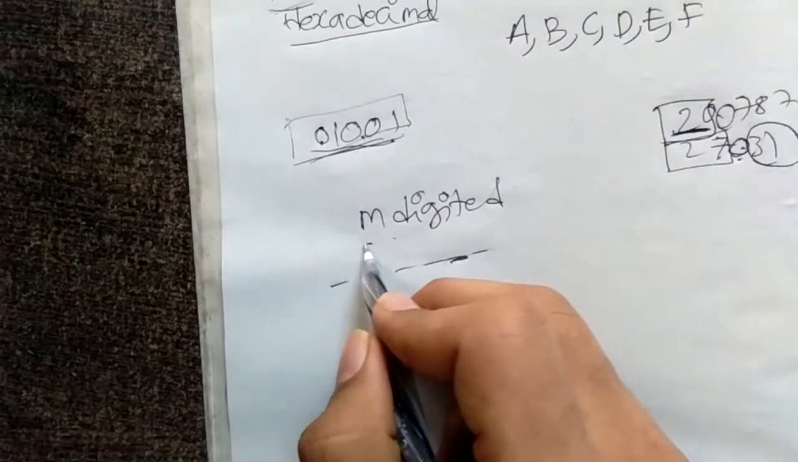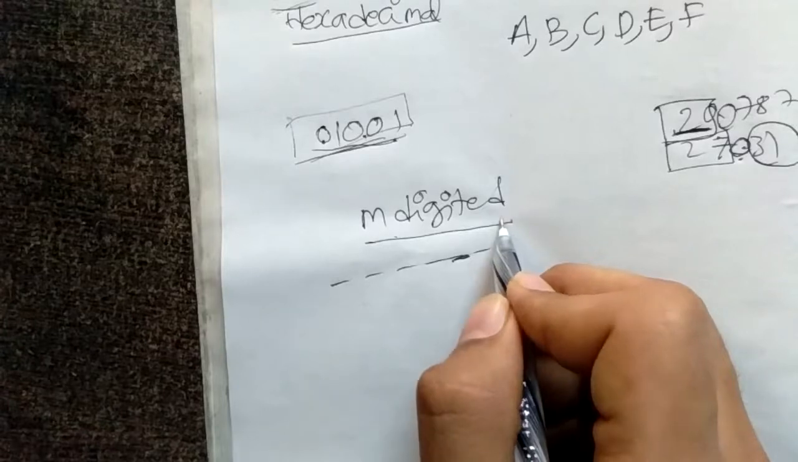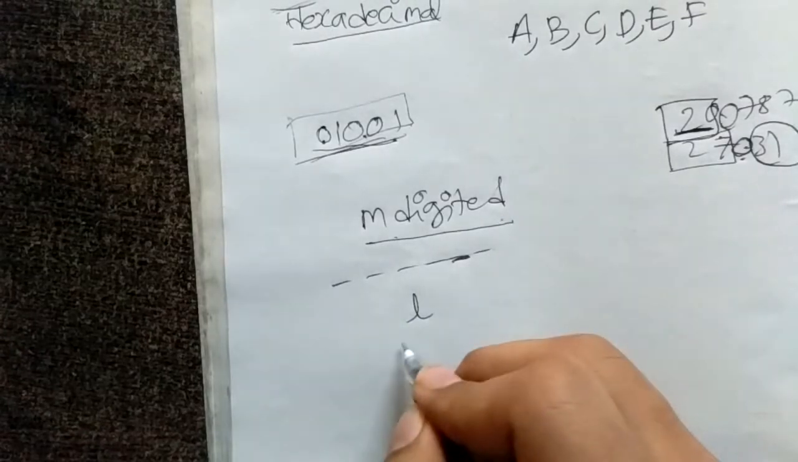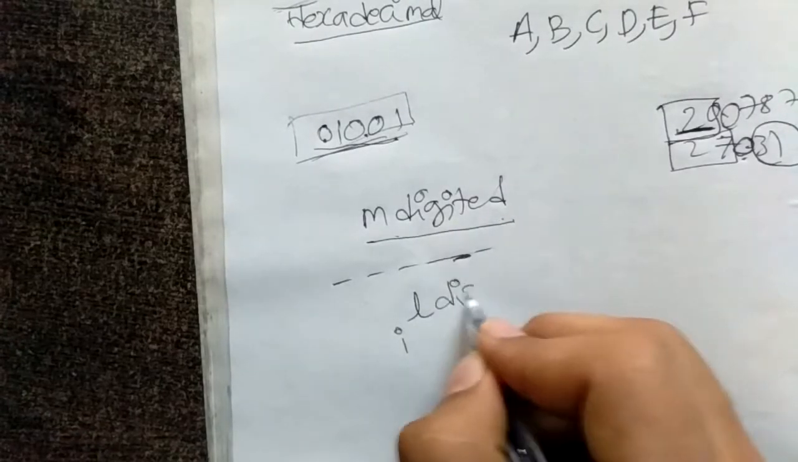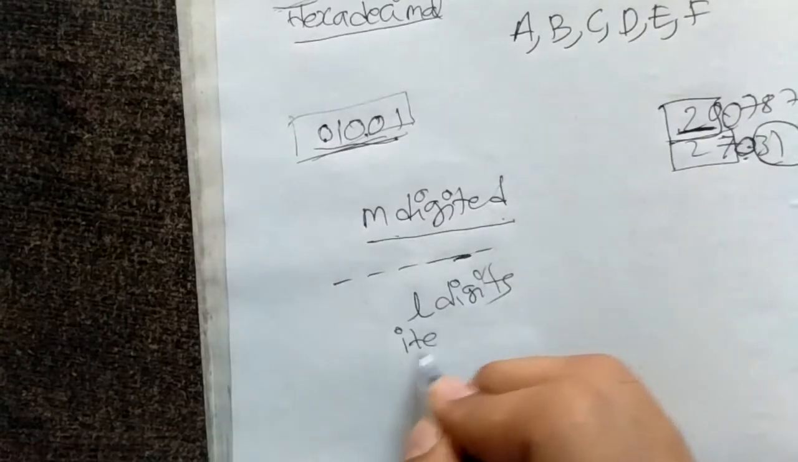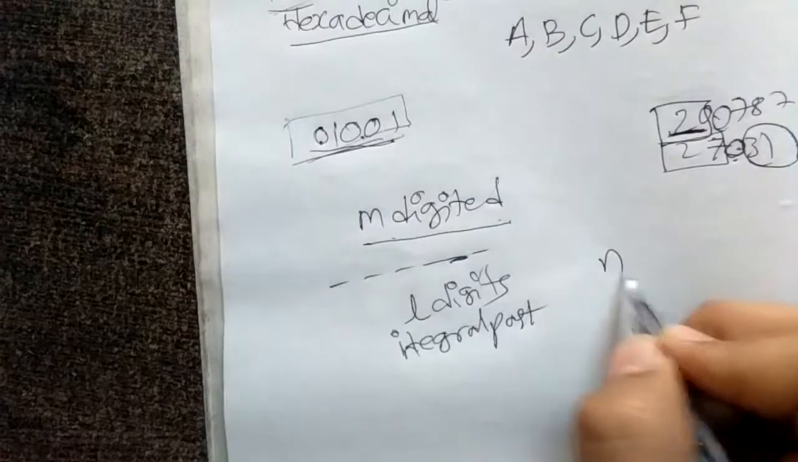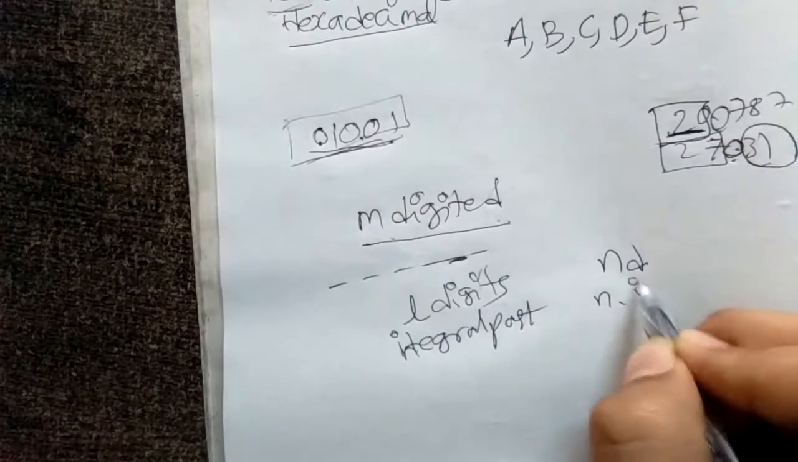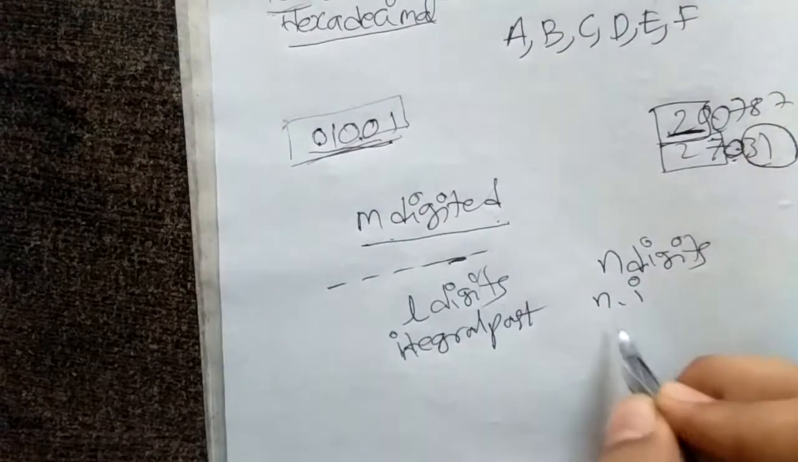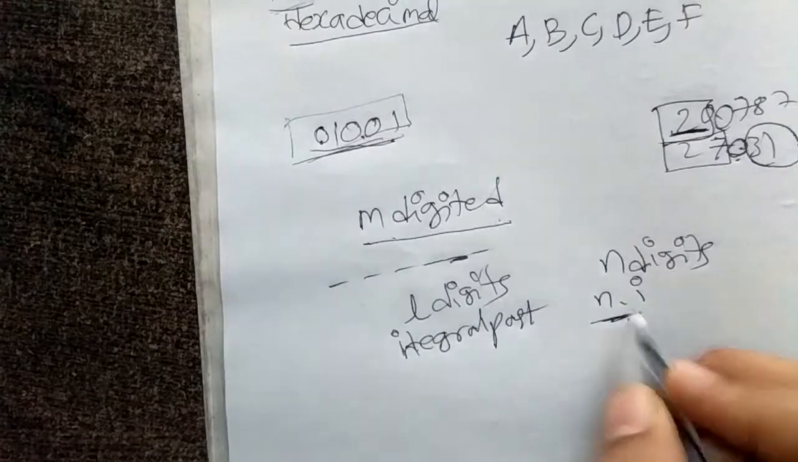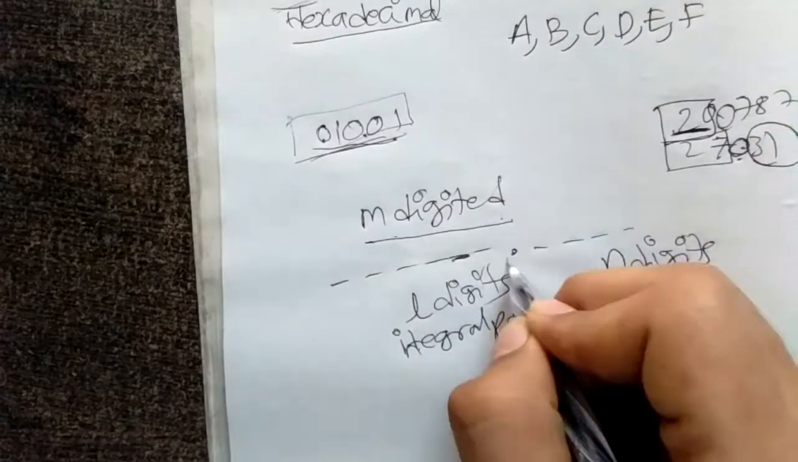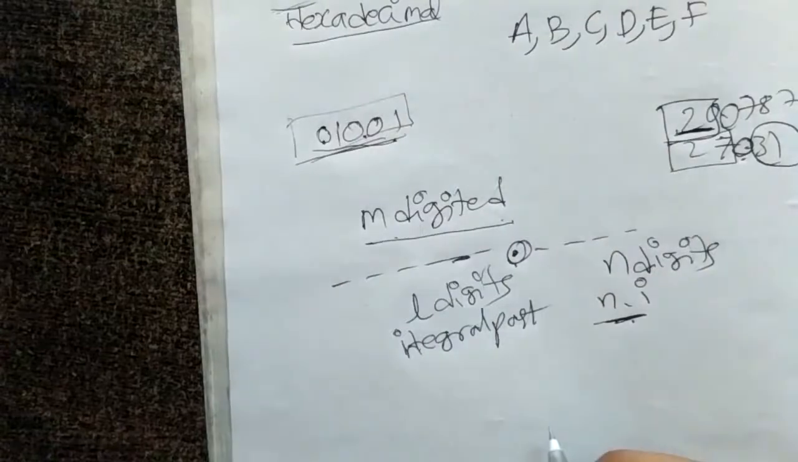So let's say I have an m digit number. In that m digit number, let's say k digits are for the integral part, and n digits for the non-integral part. Non-integral means that which is towards the right of the decimal point or the floating point.